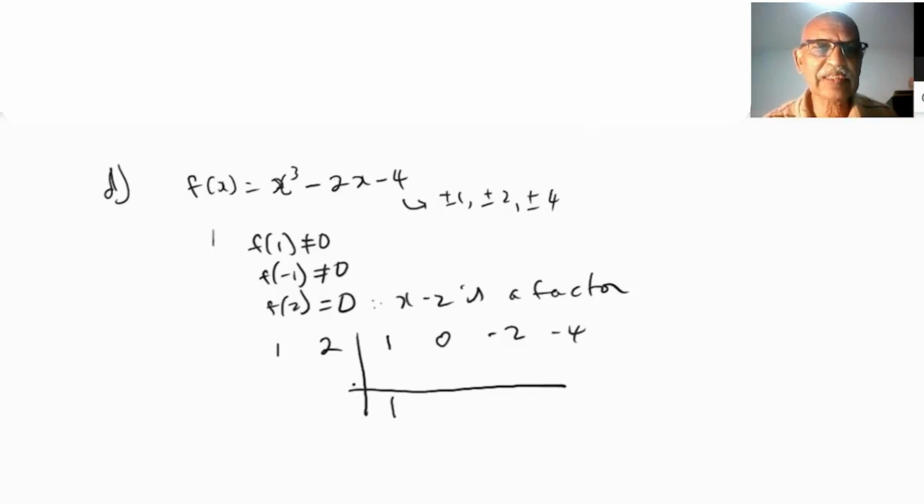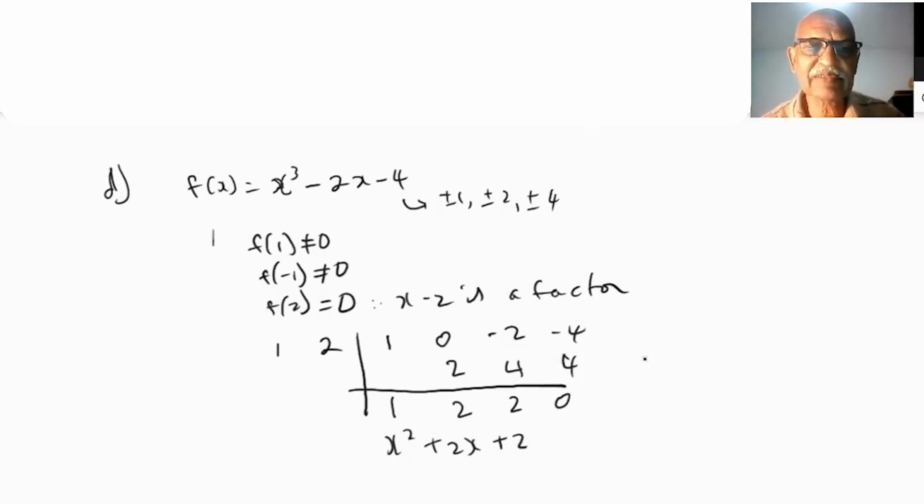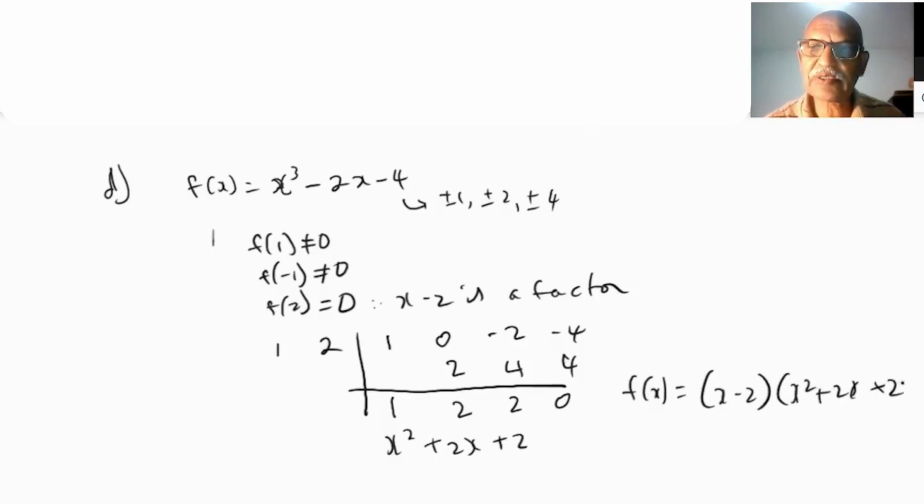So 1 times 2 is 2. I add, 2. 0 plus 2 is 2. 2 times 2 is 4. Negative 2 plus 4 is 2. 2 times 2 is 4. Negative 4 plus 4 is 0. Therefore, the quotient is x squared plus 2x plus 2. I cannot factor this one here. Therefore, if I cannot factor it, my final factors of f(x) will be x minus 2 and x squared plus 2x plus 2.